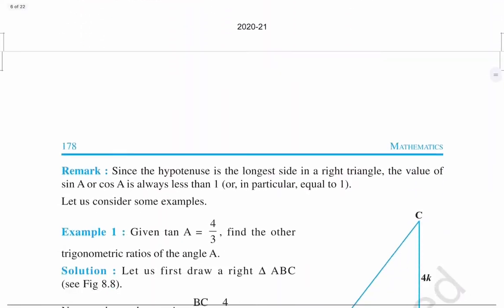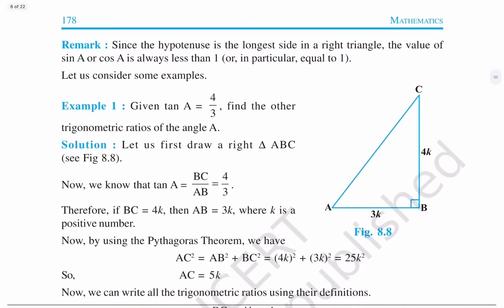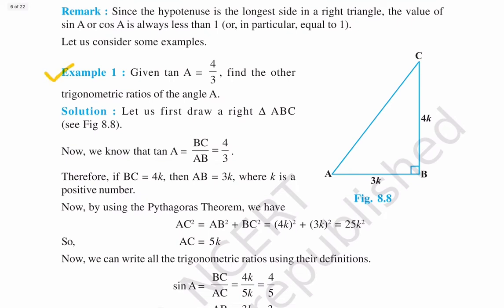Now we will discuss the problem. Let us take example 1. It is given that tan A is equal to 4 by 3. Find the other trigonometric ratios of the angle A. So tan A is given and we are asked to find sine A, cosine A, cot A, cosec A, sec A, all those things.